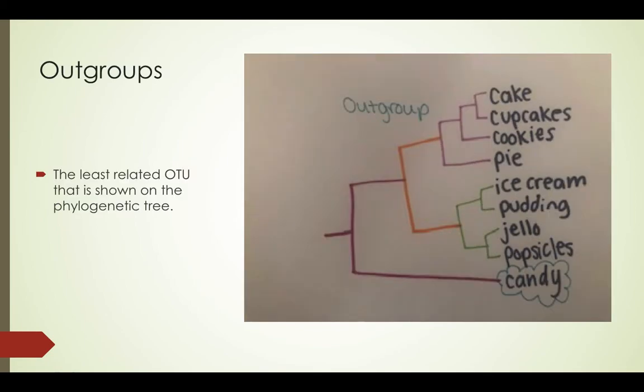Lastly, I would like to comment on outgroups. The outgroup is the least related member of the phylogenetic tree. On my tree, the outgroup is candy. You can tell that it is the outgroup because it only shares one common ancestor with the rest of the members on the tree.